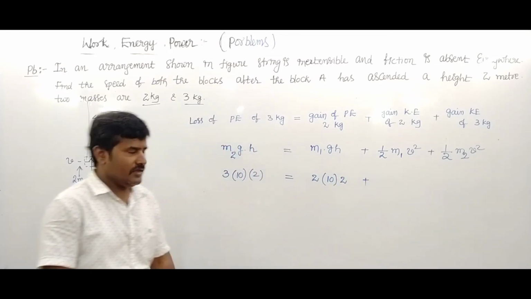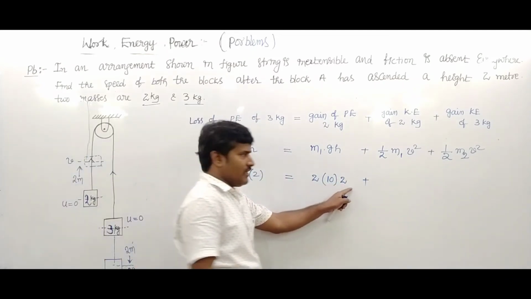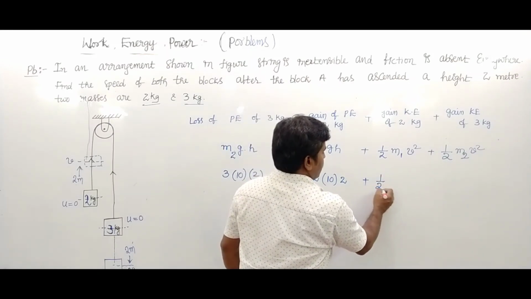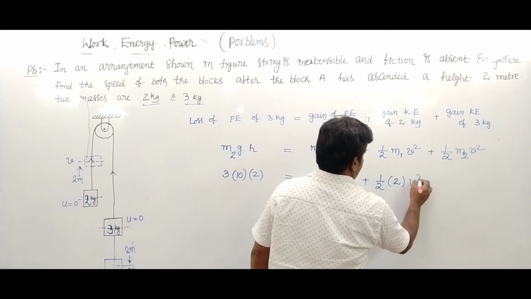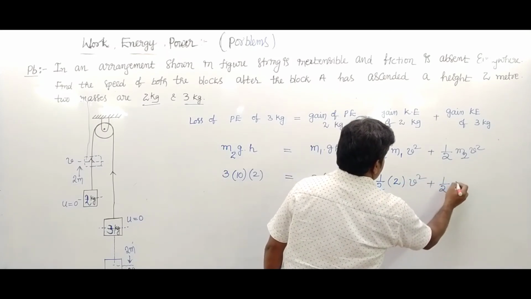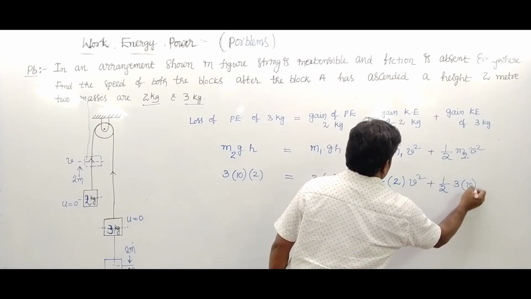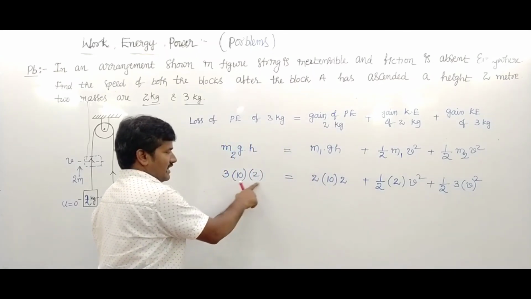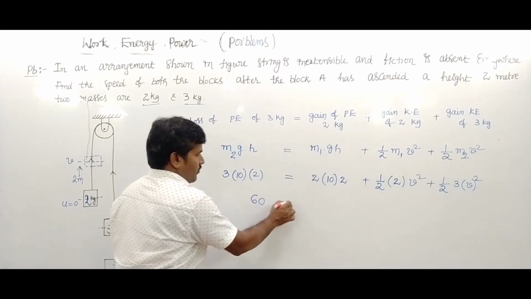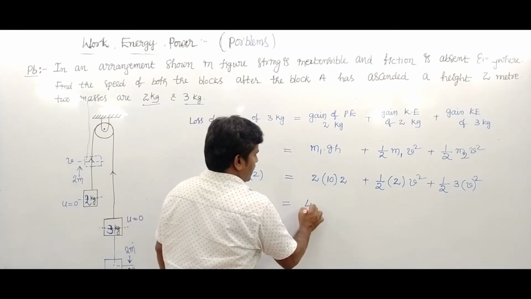The string is inextensible. Plus half: the first mass, 2 kg, into v square, plus half the second mass, 3, into v square. Its value after simplification is 60, and this one is 40.